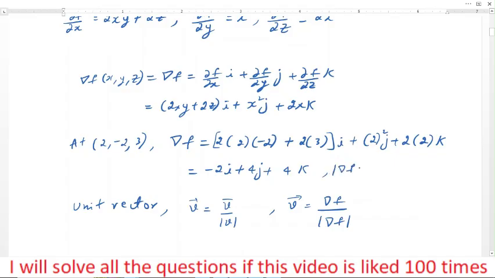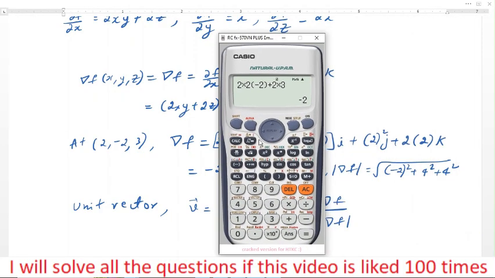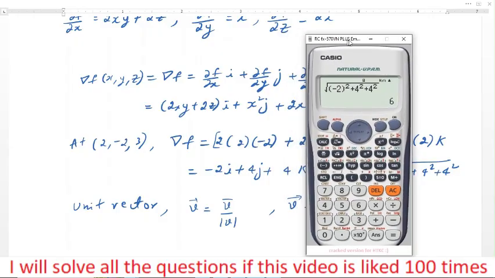First, we'll find the magnitude of dou f, which is nothing but the square root of the sum of squares of the coefficient of i, coefficient of j, coefficient of k, which is nothing but minus 2 square plus 4 square plus 4 square. You substitute in the calculator, students, quickly. Look here. So we take square root. As this is minus, so therefore we take minus 2 square plus 4 square plus again we have 4 square, which is equal to, yes, it is 6. So okay, let's take this as 6. Substitute in this.